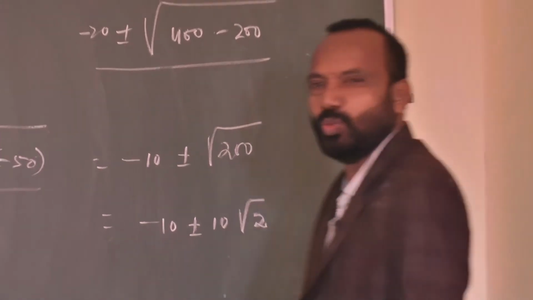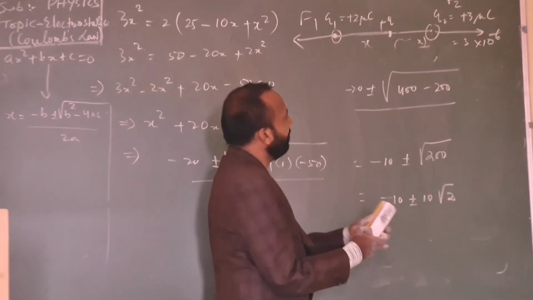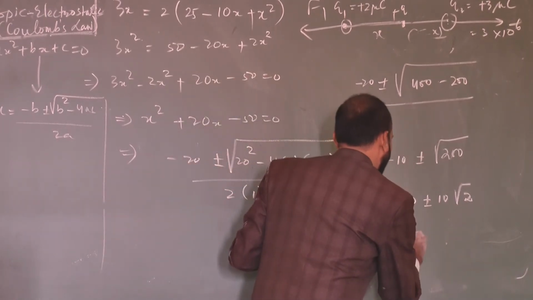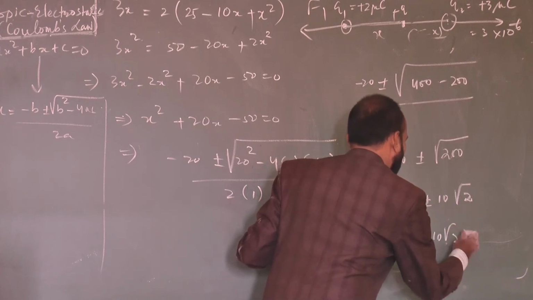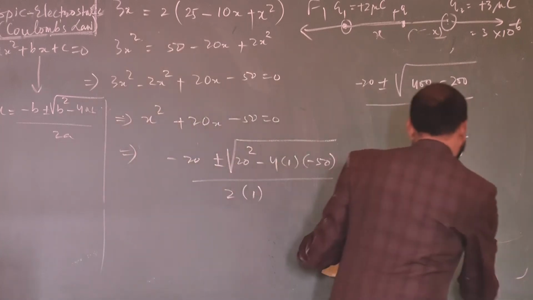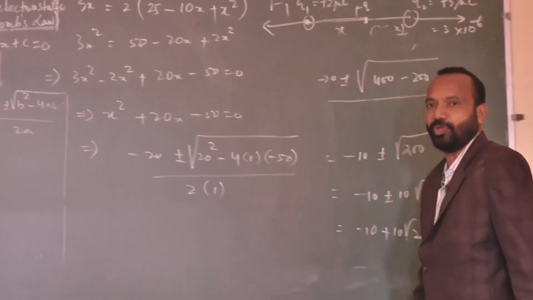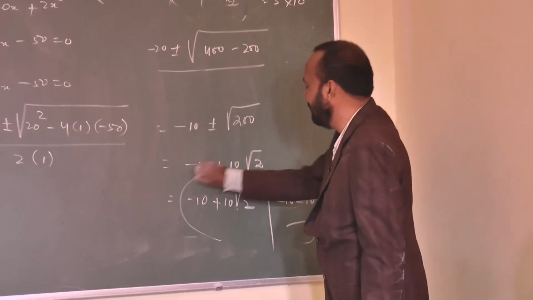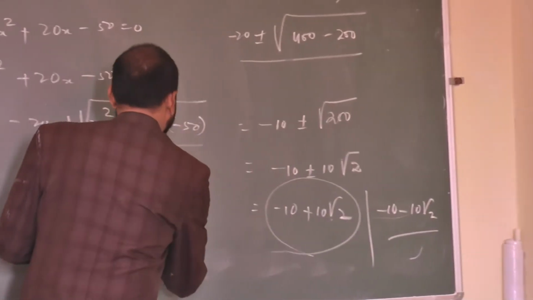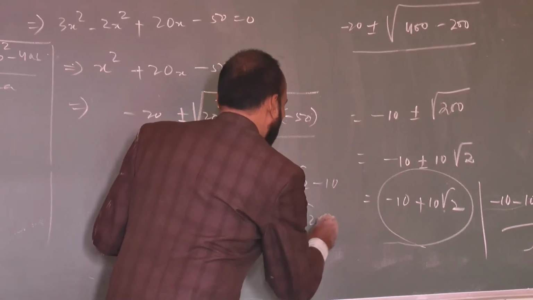Here there are two roots, positive root alpha and negative root beta. We will take the positive value. So one value is minus 10 plus 10 root 2, and the other value is minus 10 minus 10 root 2. The x value is not negative, x value is positive, so we will take this positive value, 10 root 2 minus 10. Taking 10 common, 10 into root 2 minus 1.